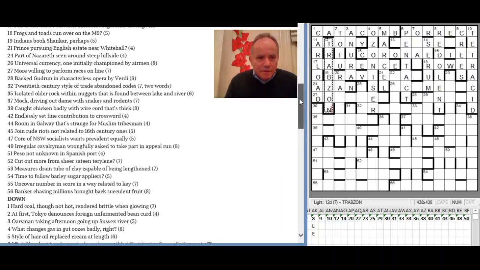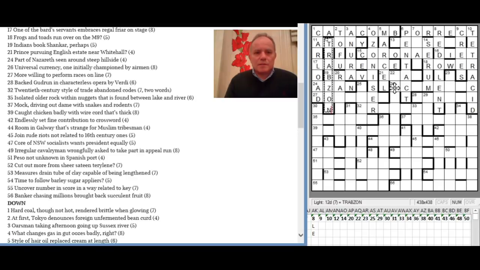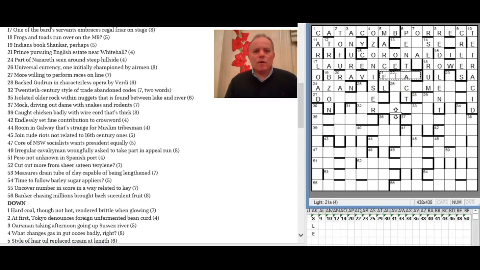21 across. We're nearly done with the top half of crosses. Prince pursuing English estate near Whitehall. E something, A something. Prince could be Raz, R-A-S, as well as Raj. So, eras. Prince pursuing English estate near Whitehall. Going to assume that's swapping definitions. It's quite a useful presumption, but it might lead to some wrong solving.